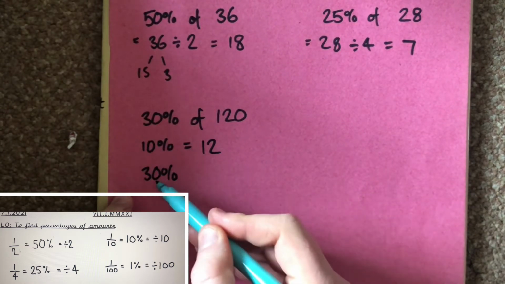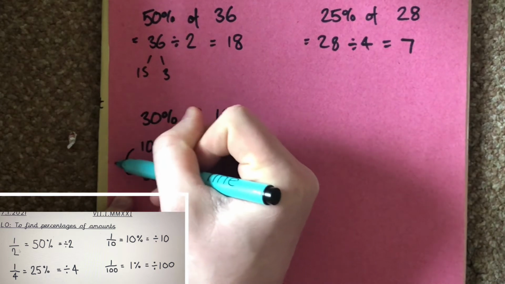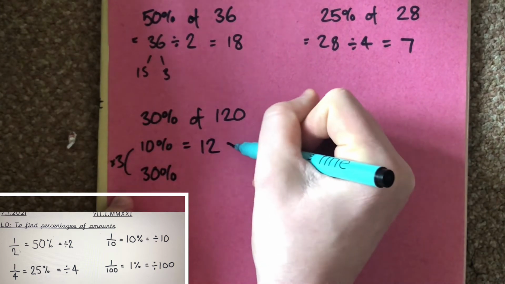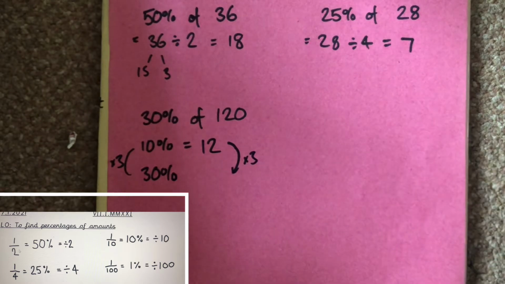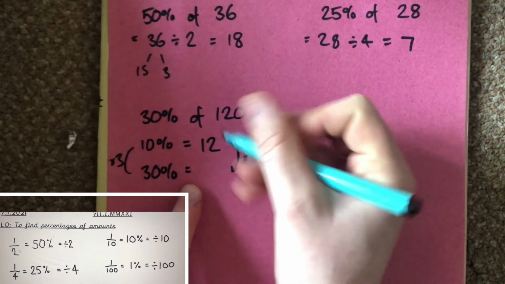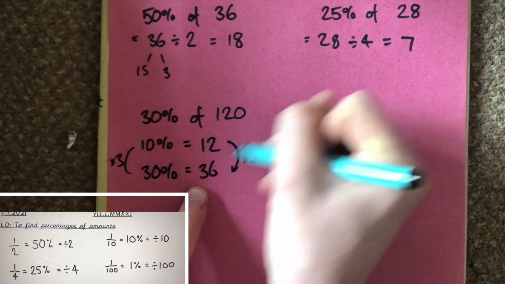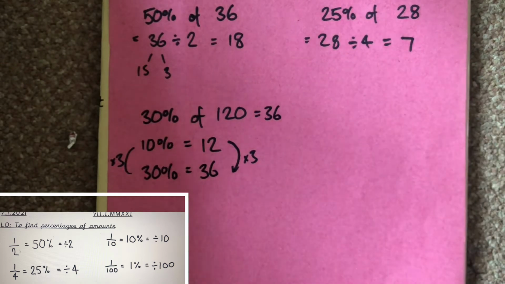Well, how have I gone from 10% to 30%? I times it by 3. So what I need to do over here is times it by 3. So 12 times 3 is 36. So my answer to that question is 36.